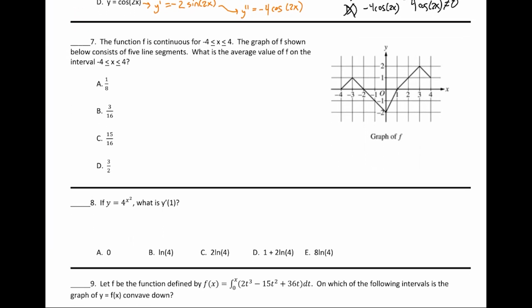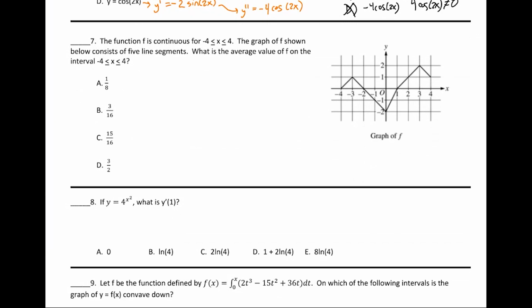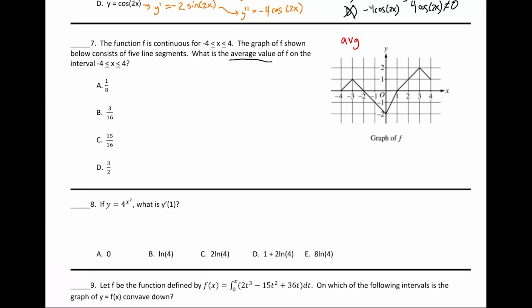Number 7 says the function f is continuous from negative 4 to 4. The graph shown below consists of 5 line segments. What is the average value of f on the interval? So the average value, we'll call this f average. The average value of f is going to equal the integral from a to b of f of x dx divided by the length of the interval, b minus a.